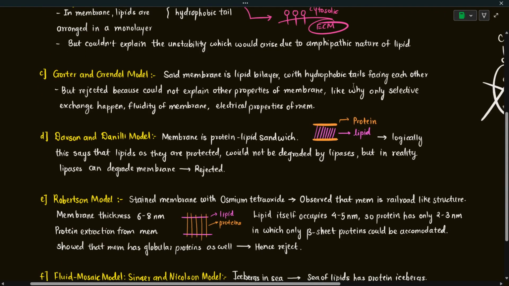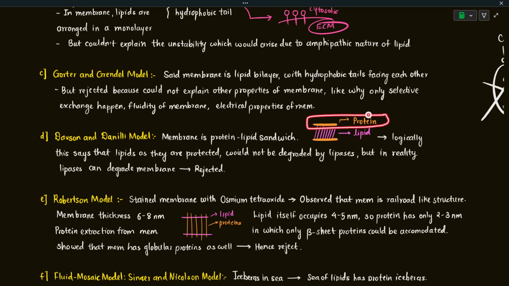Then came the Davson and Danielli model. So they stepped up their game, and they said that the membrane is actually a protein-lipid sandwich. So the sandwich looks something like this. They said that there is a protein layer above and below, and between those two protein layers, lipid is sandwiched. So this is how the model should look. But again, even though they explained the stability, the hydrophobic tails were again protected, the hydrophilic environment was again protected, but this was again rejected.